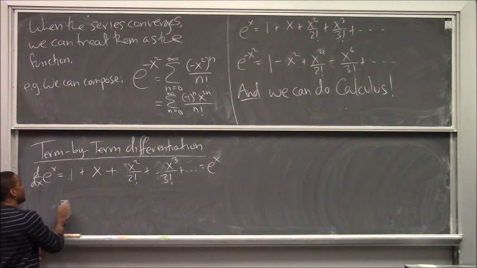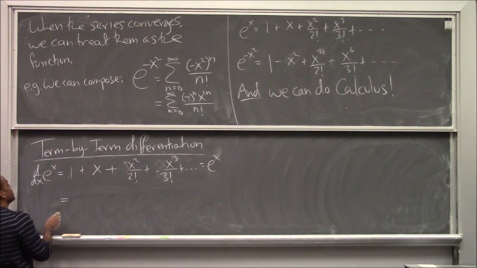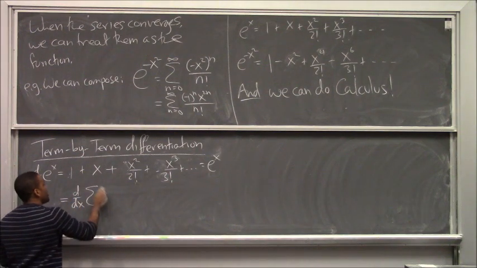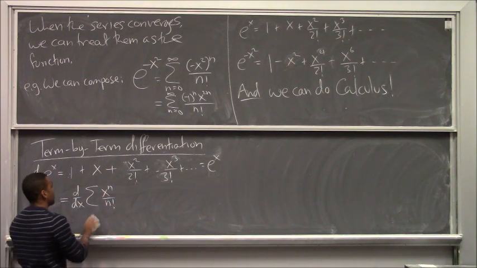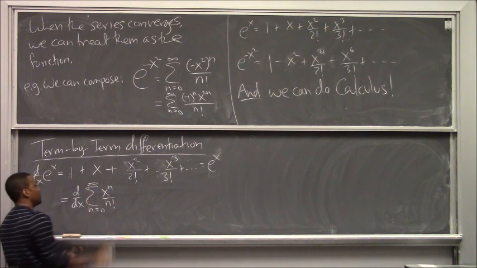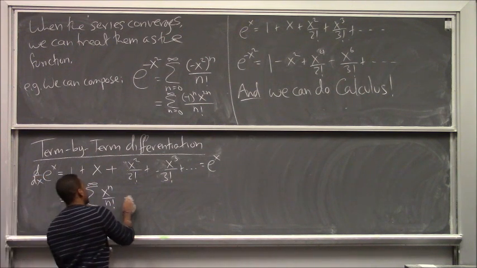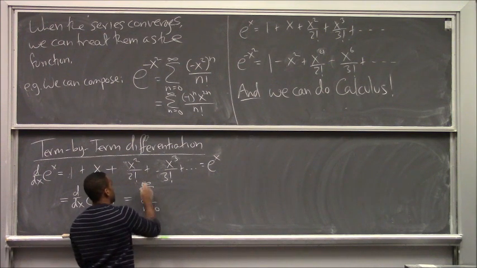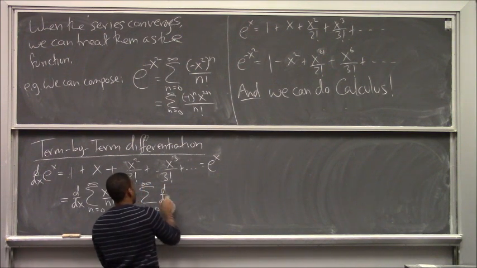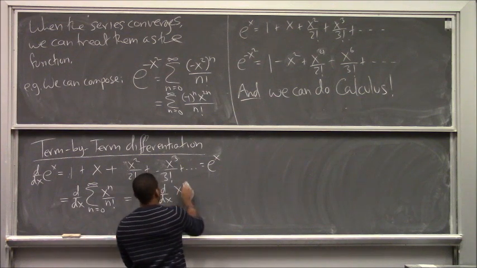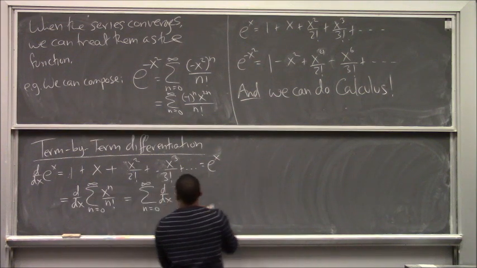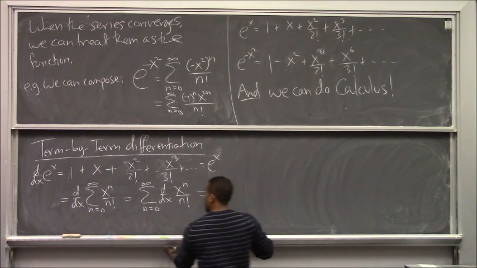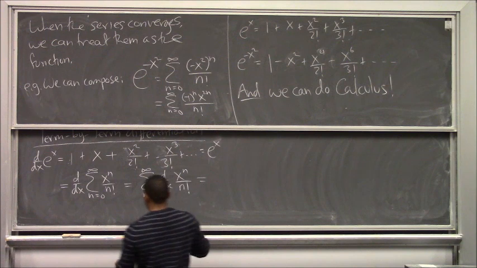So another way that you can think about this is that I could think of this as differentiating the summation x to the n over n factorial, as n goes from 0 to infinity. This is the same as the sum where you literally can do the power rule on this thing: n x to the power of n minus 1.